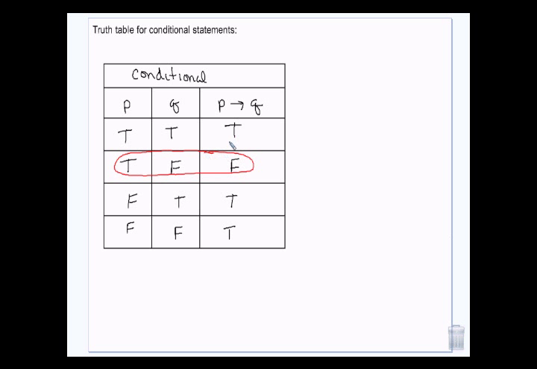The original. So we have conditional statements. P and Q, this is the hypothesis and the conclusion, and the conditional statement is P implies Q. If they're both true, it's true. If the hypothesis is true and the conclusion is false, it's false. If the hypothesis is false, it doesn't really matter what happens here. It's true. The only way a conditional statement is false is if the hypothesis is true and the conclusion is false.